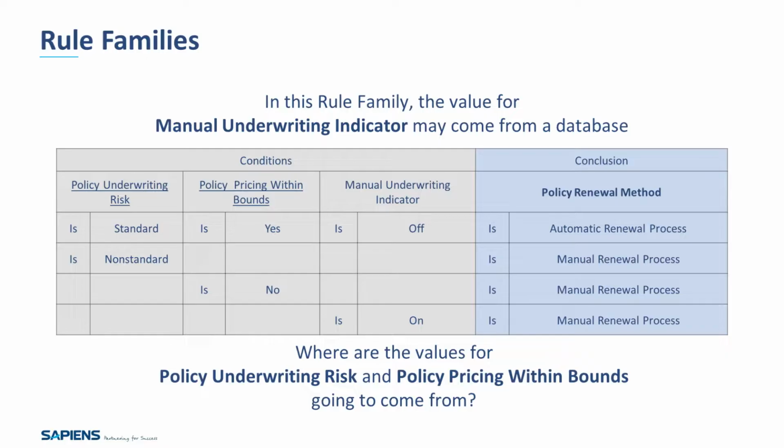You will notice that two of the conditions in the policy renewal method rule family are underlined, and one of them is not underlined. Here, the condition manual underwriting indicator may be persisted in a database, and that's why it is not underlined. The other two conditions, policy underwriting risk and policy pricing within bounds, are underlined, and so you may be curious, where do the values for these conditions come from? We underline our condition headers if the values for those conditions come from other rule families, or if they are derived from other business rules.